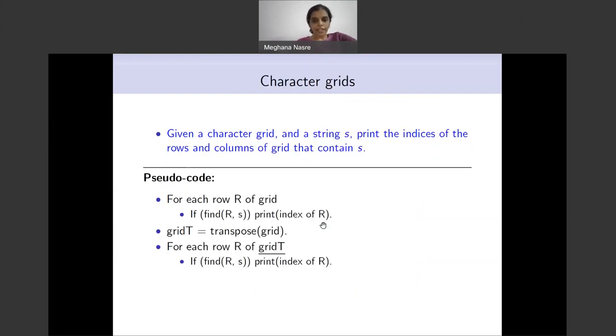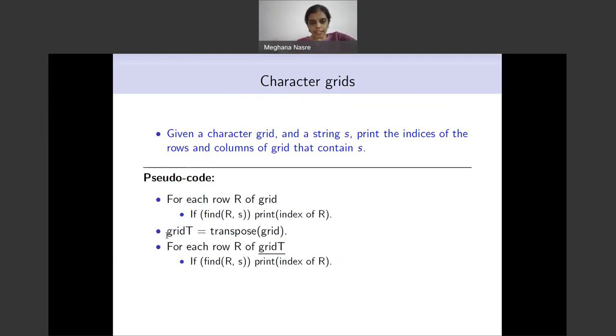For that, in fact, we are going to use functions, and when we define functions, we'll solve this problem again. But what I want to tell you is that this is the pseudocode for solving the whole problem. That is, for each row R of grid, find R in S; again, as I said, you need to tell what the size of R is and what the size of S is. Then print the index of R.